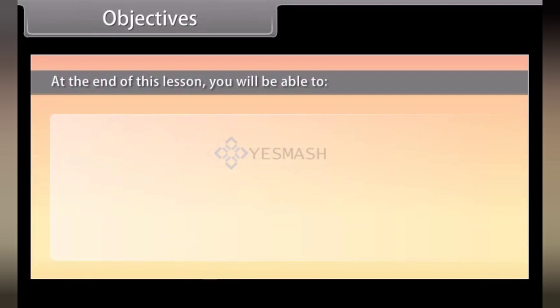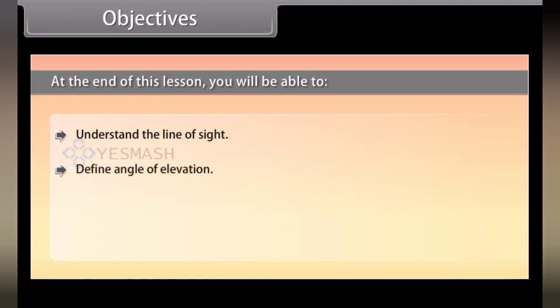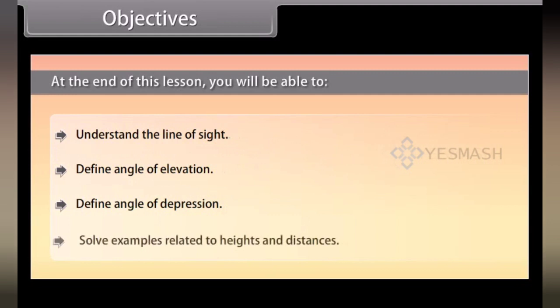At the end of this lesson, you'll be able to understand the line of sight, define angle of elevation, define angle of depression, and solve examples related to heights and distances.